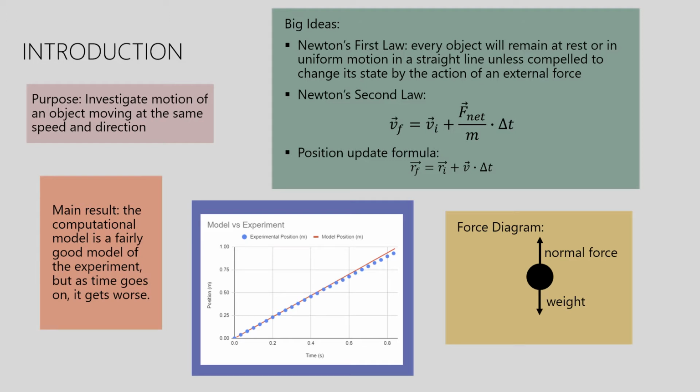Newton's second law is that the final velocity equals the initial velocity plus the net force divided by the mass times the change in time. And the position update formula is that the final position equals the initial position plus velocity times change in time.